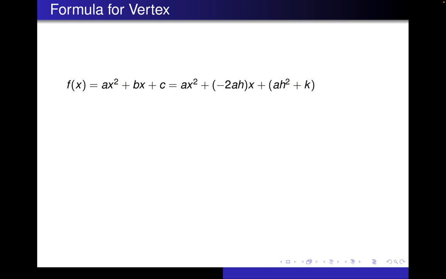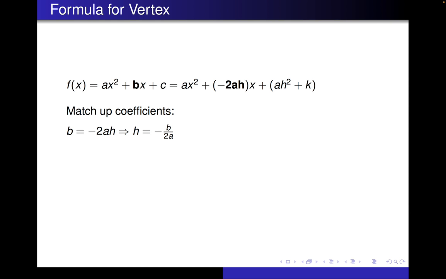All right, so again, these two expressions are equal to one another. So if we match up the coefficients, the coefficients of x have to match up, which means that b and negative 2ah have to be literally the same number, right? Because they're both the coefficient of x. We're interested in finding h, so we can use that equation to solve for h, because h is the x-coordinate of our vertex. So we get h equals negative b over 2a. And notice that we're now able to find the x-coordinate of our vertex using b and using a.